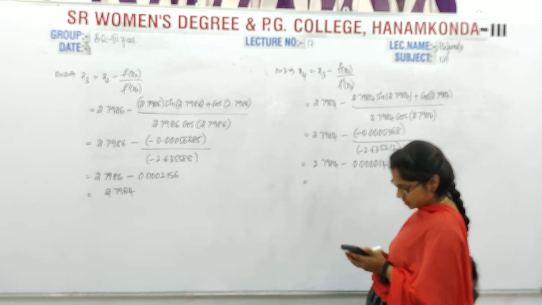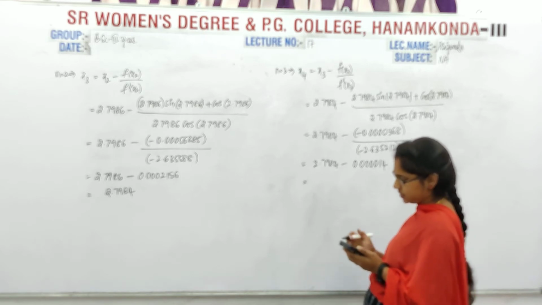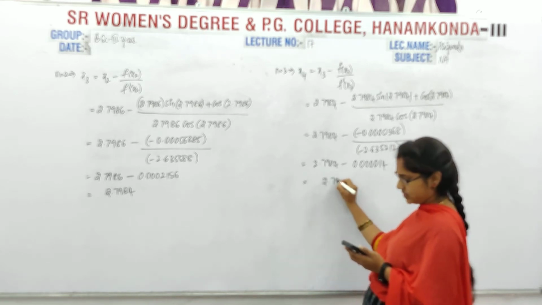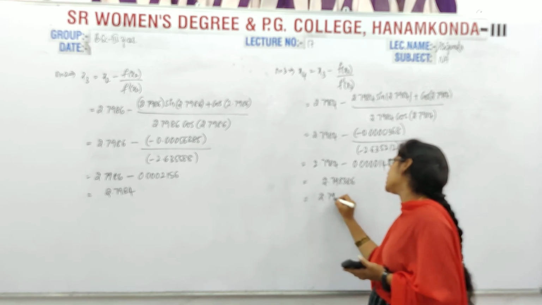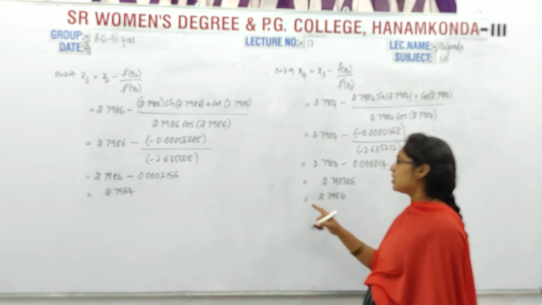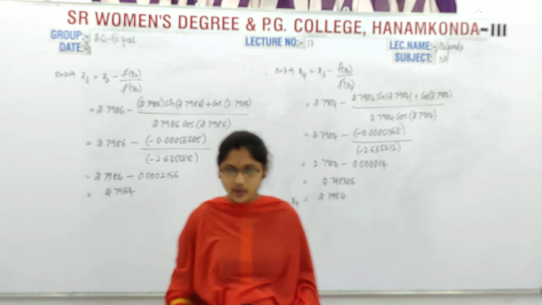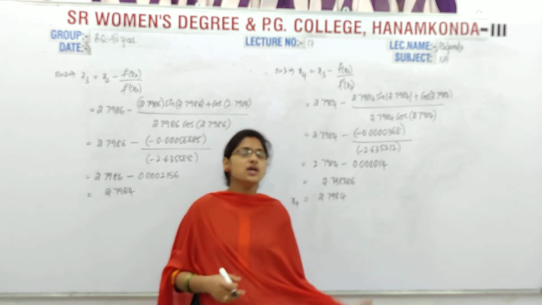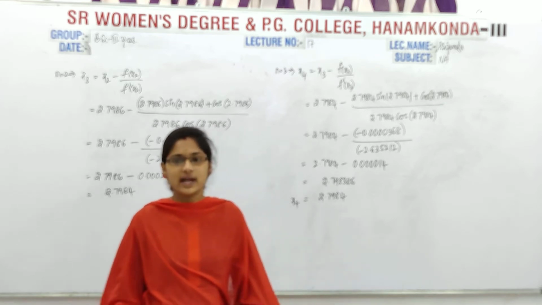2.7984 minus 0.4014 is 2.798386. Directly I am taking 2.798386, 8 I have, so it is nothing but 4. Therefore x3 and x4 both are same. So the required root for the given equation is x4 equal to 2.7984.